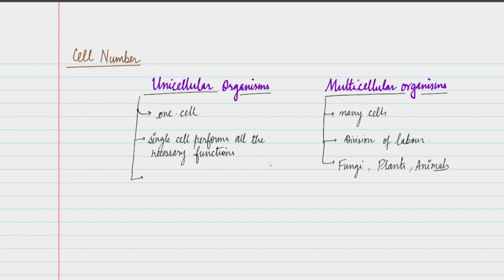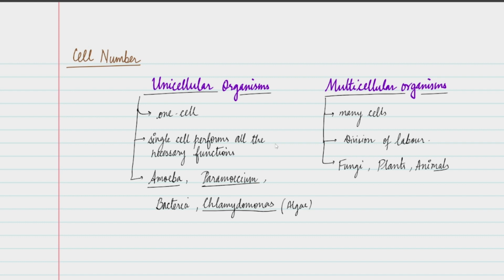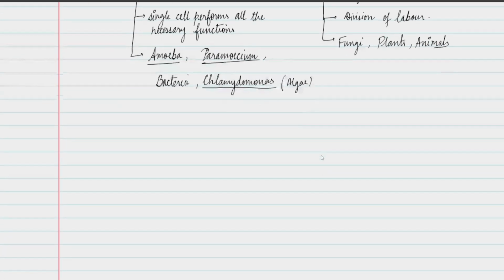Here, if you remember, I had shown you the image of amoeba, then paramecium, bacteria, Chlamydomonas, which is an algae. Algae belongs to the plant kingdom, right? So these are unicellular organisms and multicellular organisms.